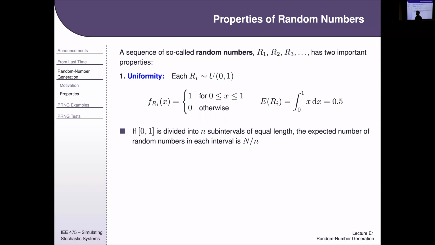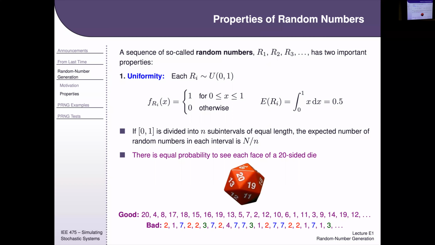If I want to operationalize, how do I assess that? One way is, if 0 to 1 is divided up into n subintervals of equal length, so I cut this thing up like a chocolate bar in equal size pieces, the expected number of random numbers in each interval should be equal, and it should be the total number of random numbers I've drawn divided by the number of subintervals. This is a prediction that we're going to make use of when we test for this.